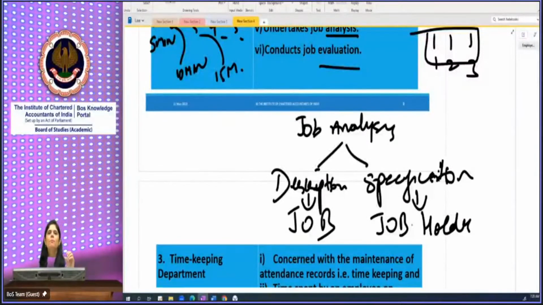What will be the job name? Where will the job be located? What are the roles and responsibilities? Clear? So job description basically charts out the duties and responsibilities which are required. But job specification gives the qualification, knowledge and skill required, experience required for that job. So description is focusing on the job. Specification is focusing on the job holder or the person.